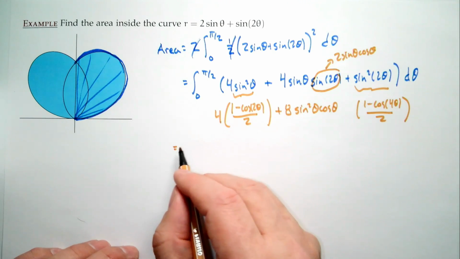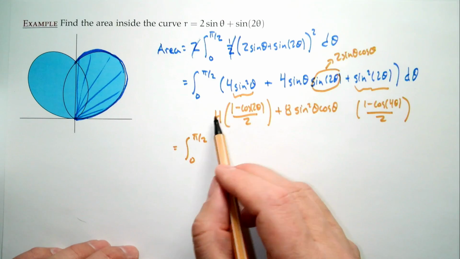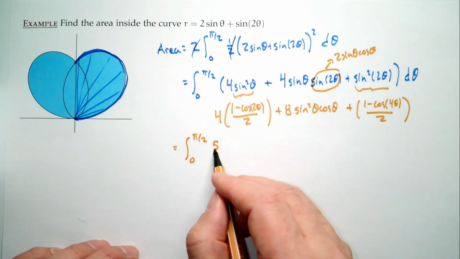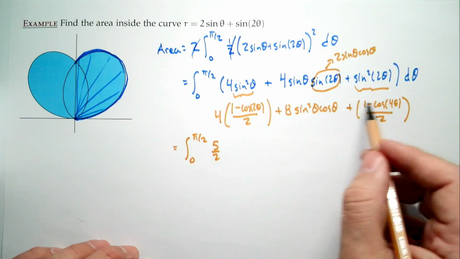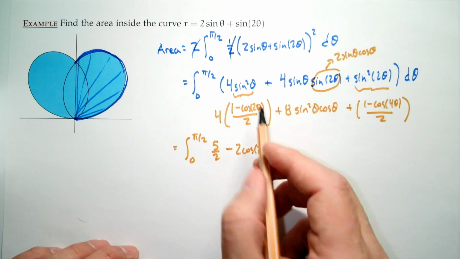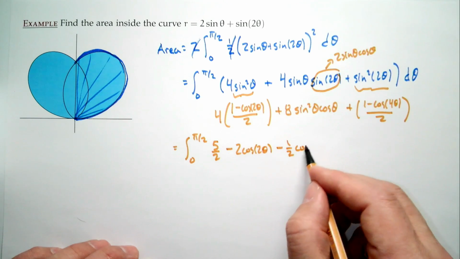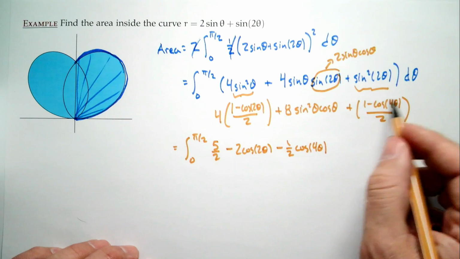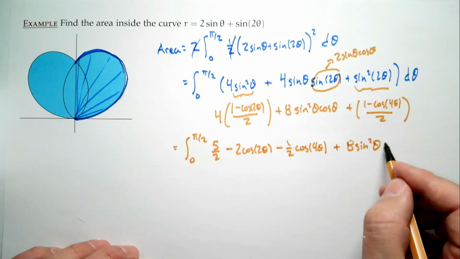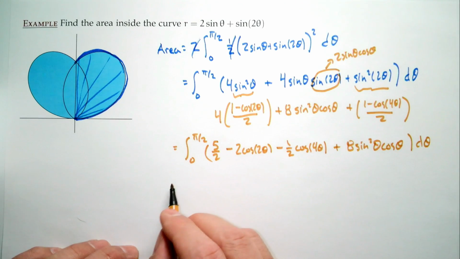Now, let's clean this up. 0 to pi halves. I'm going to get 4 times a half is 2, and then there's another half over here. So that'll become 5 halves. Then I get minus 2 cosine 2 theta, which is from this term right here, minus a half cosine of 4 theta, which is from the term on the end, and then plus 8 sine squared theta cosine theta. I claim we're ready to go.